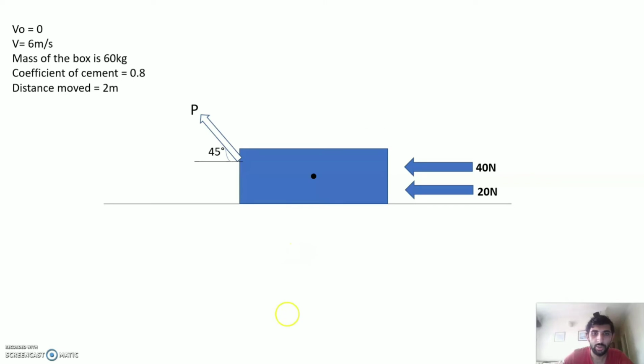First, for this box, we're going to need to draw a free body diagram. For the free body diagram, we're going to have the weight, which is going downwards. And because there is a surface underneath the box, we're going to have an upward force, which we're going to call N. We also have the initial velocity, which equals 0, and the final velocity, which equals 6, and the mass of the box equals 60 kg, and the coefficient of friction of the cement underneath the box equals 0.8, and the distance that has been moved is 2 meters.